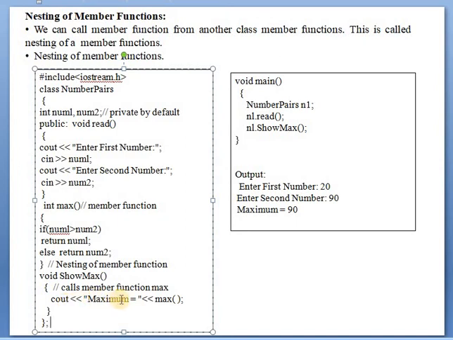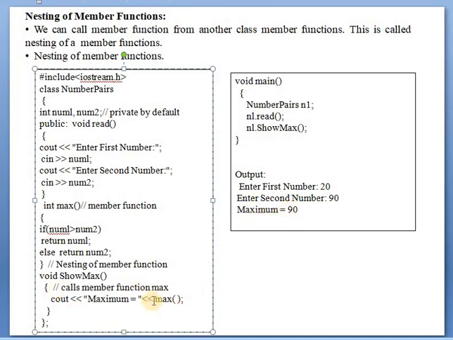In that, maximum equal to, now this max function is called inside the show max function. After calling this max function, the program flow goes here. Now it will check both numbers and return the max number to this function, and it will display the output. See here, enter the first number, the user entered 20, now he entered 90. After that, in the max function it will check which number is greatest. So 90 is the largest number, so it will display maximum equal to 90.